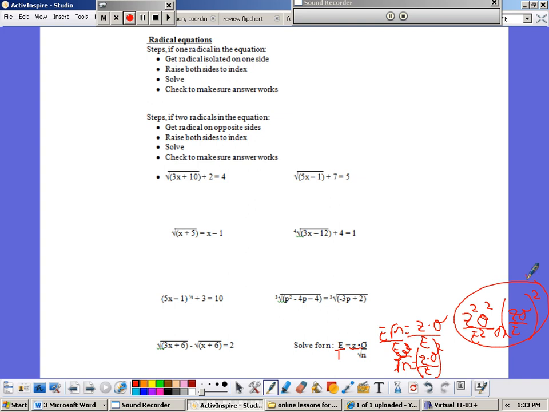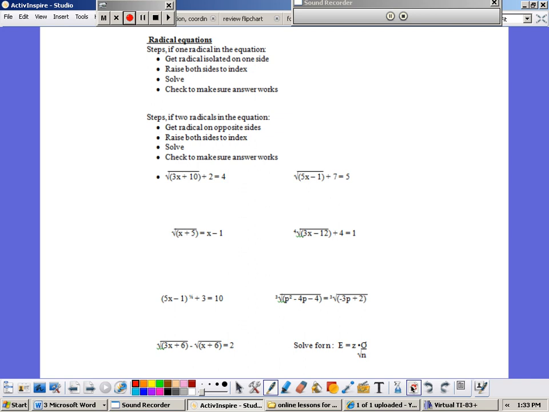Now why did I skip this one? Because this is a long one. Here's the reason why. Steps if you have 2 radicals in your equation. Get your radicals on opposite sides. So this has to go over here. So I have the square root of 3x plus 6 equals the square root of x plus 6 plus 2. Raise both sides to the index. Well, raising this side to the index is not going to be a problem, but this side is. This is going to go away and get 3x plus 6. But this is going to be square root of x plus 6 plus 2 times the square root of x plus 6 plus 2. And I'm going to have to FOIL it.